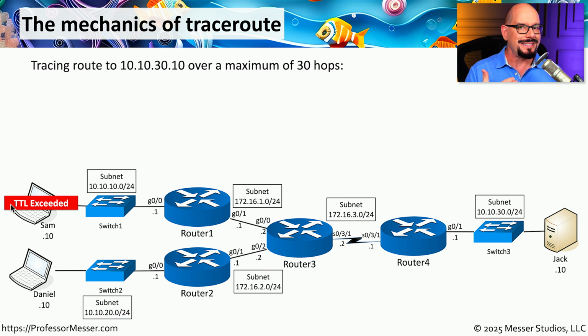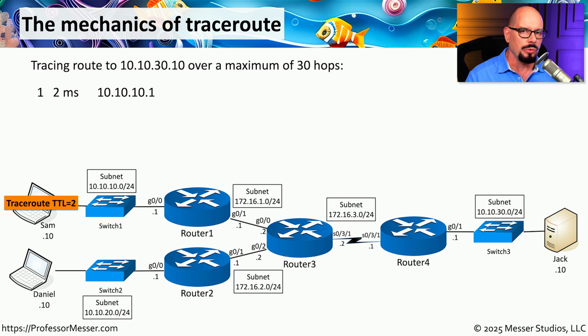When traceroute receives that TTL exceeded message, it puts a message up on the screen that says our first router is 10.10.10.1 because that's the device that sent back that time to live exceeded message. Now the process repeats, but instead of sending it out as a time to live equal to 1, the time to live will be equal to 2.